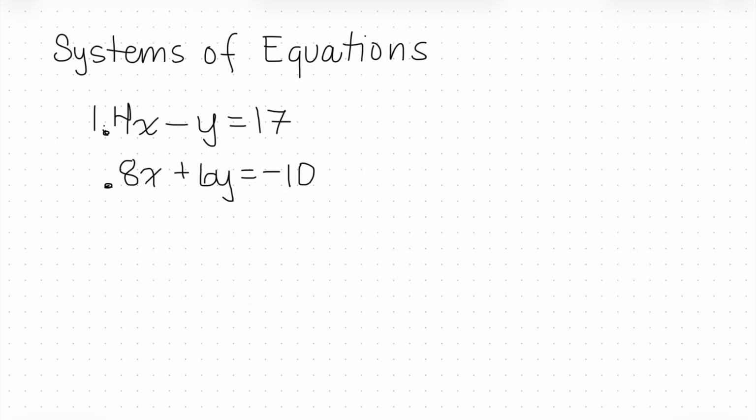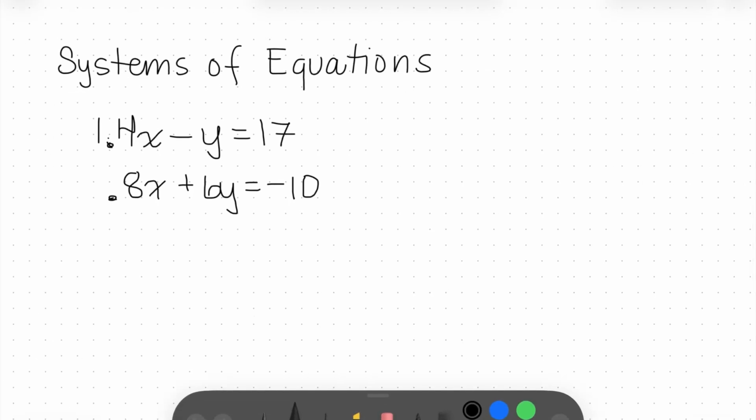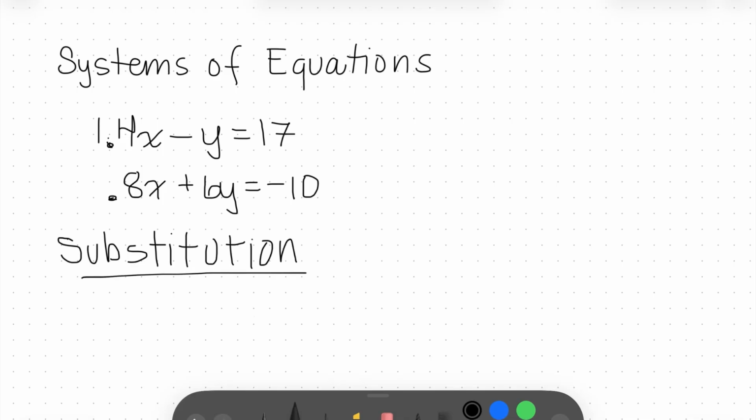So first of all, we have substitution, right? So if I take the first equation, say, and I solve it for y. See if this makes sense to you. I could say that y is equal to 1.4x minus 17. You see what I did there?